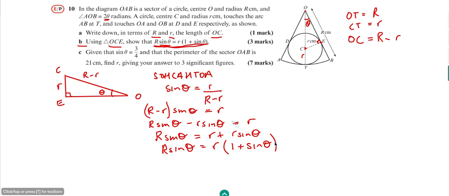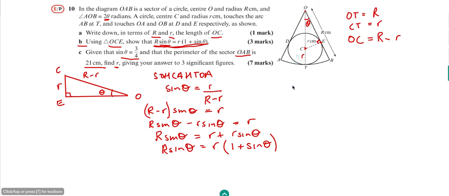So the final part then, we're given the value of sine theta. We're told that sine theta is equal to 3/4, and we're told that the perimeter of sector AOB, so that's the whole of the shape, is equal to 21. So we've got to find the value of r, so the radius of the circle that's in the middle there.